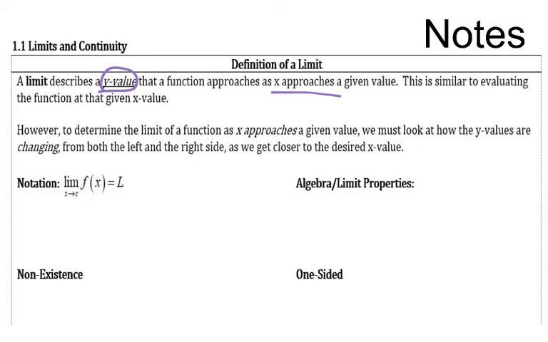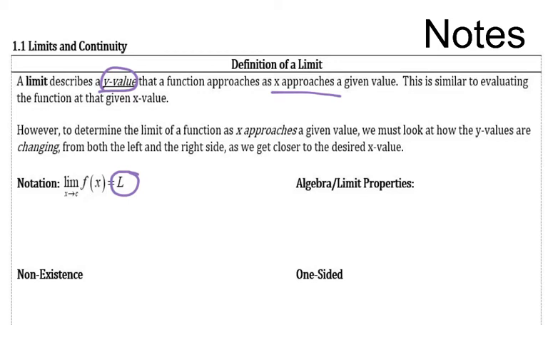Notation-wise, you're going to see limit. This reads the limit as x approaches c of f of x equals L. If we're reading that out loud, that's how you would read that. Some things to note, some properties about limits. So this is saying that this limit does in fact exist. It equals some number L.